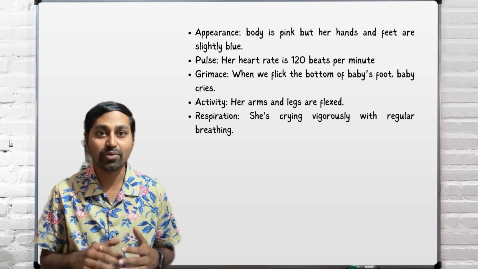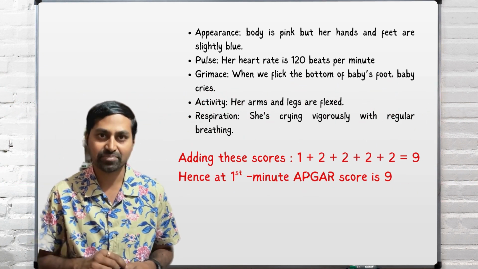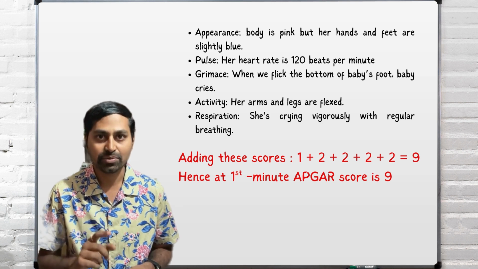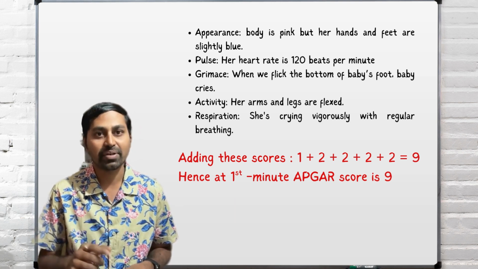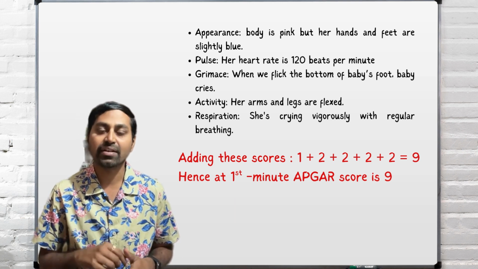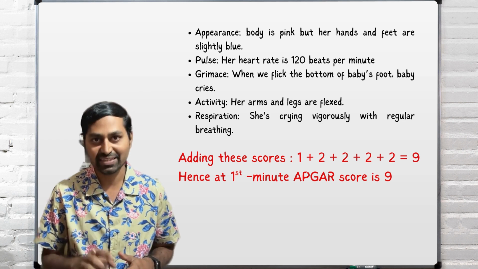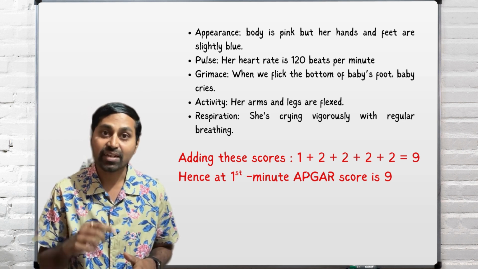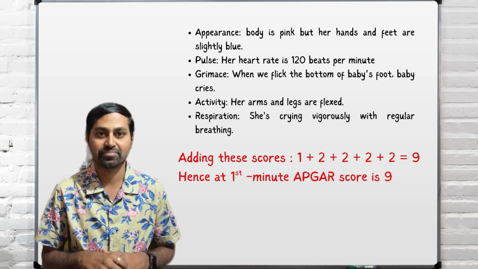Then how to interpret this? Add all these scores. That becomes 1 plus 2 plus 2 plus 2 plus 2, which is 9. Hence, at the first minute, the APGAR score is 9 out of 10, which is excellent, and we will check APGAR scoring again at the fifth minute. Hope you understood.